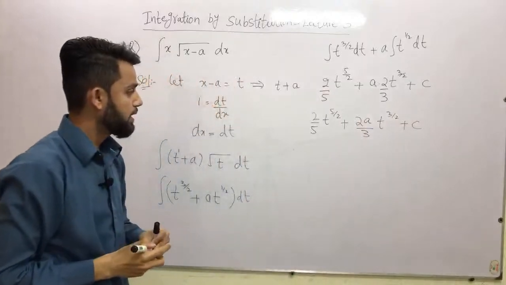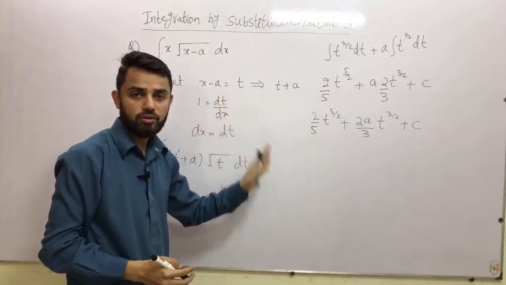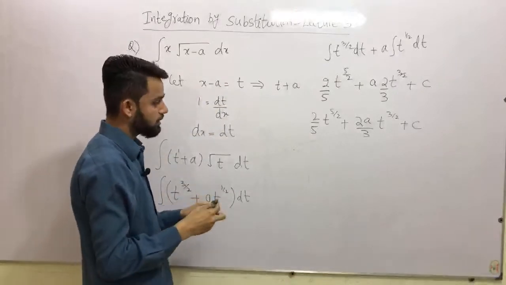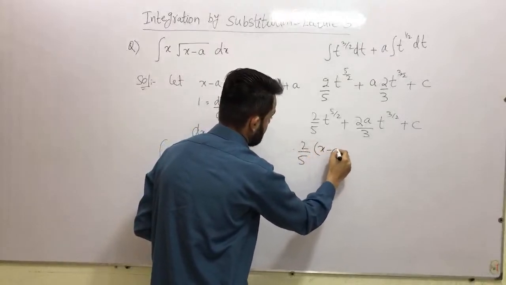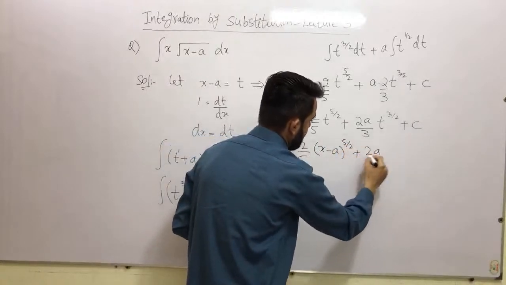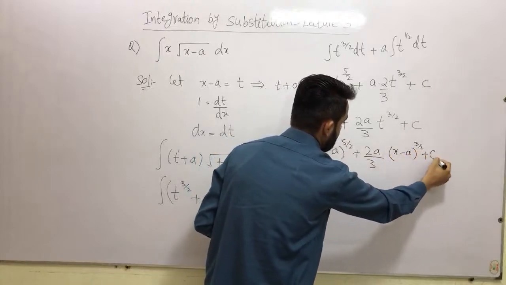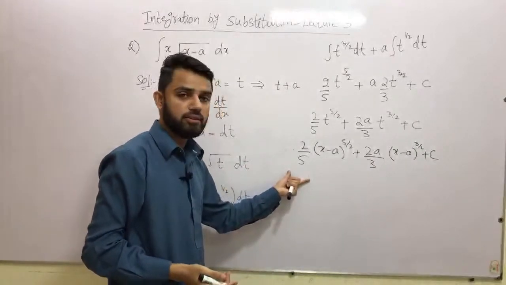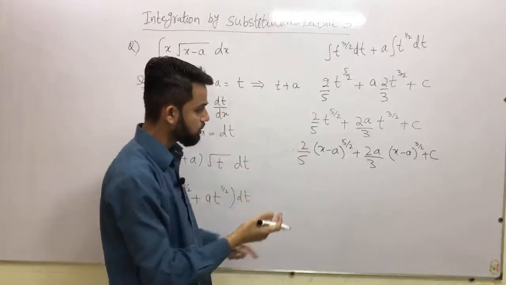Now what next? Remember, we have made this substitution in order to solve this question. So what we are going to do now is put our substitution back. So x minus a was equal to t, so put the value: 2 over 5, t is x minus a to the power 5 over 2, plus 2a over 3, t is x minus a to the power 3 over 2, plus c. Now if you are leaving this question over here, that is fine, there is nothing wrong in that, you will still be getting the proper marks. But if somewhere you wanted to simplify this, you can still do that.